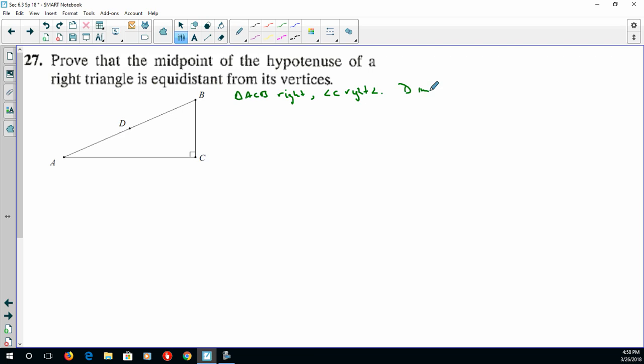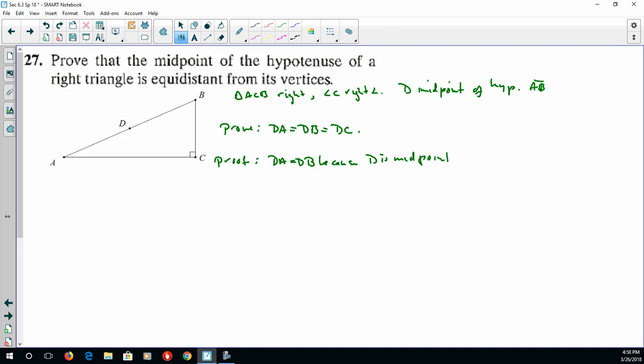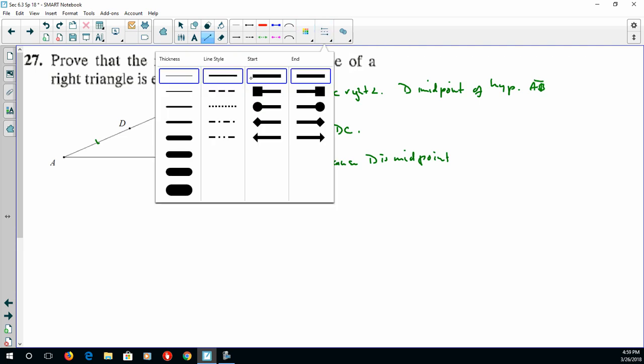Okay. So we want to prove that the distance from D to vertex A is the same as the distance from D to vertex B is the same as the distance from D to vertex C. And the proof, dA equals dB, because D is the midpoint. Okay, that's easy because that's free because of our assumption here. Okay, and what we want to do is to do something about this guy. We want to show that DC is the same as DB.